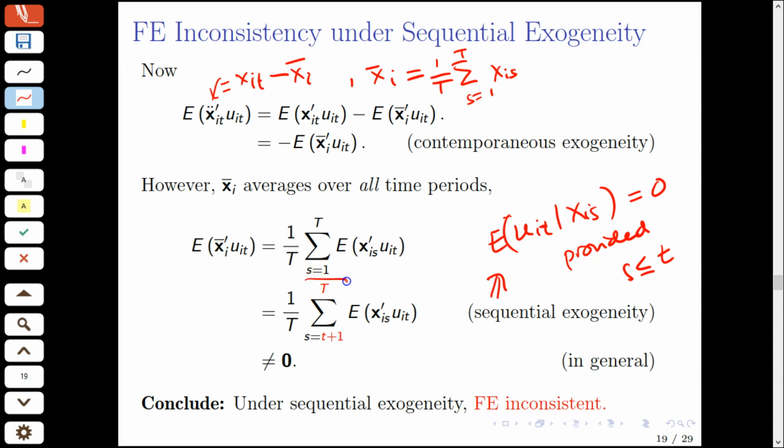Hence, from this average, we can kill all the terms involving regressors from the present or past. And what we're left with is a sum of future values in time. However, given our current set of model assumptions, there's no reason to believe that these are 0. This is not implied by our model at all, so we cannot expect them to be 0 in general. So from this analysis, we should conclude that under sequential exogeneity alone, the fixed effect estimator is inconsistent.